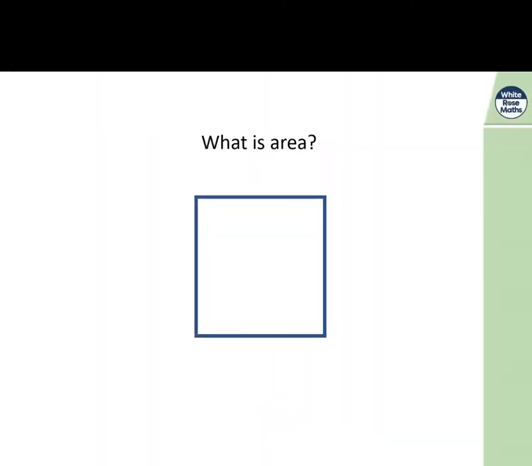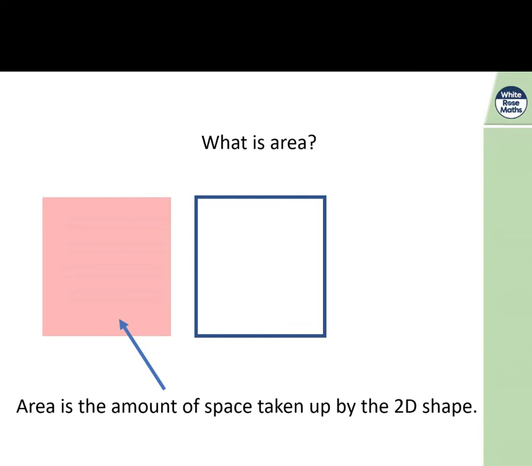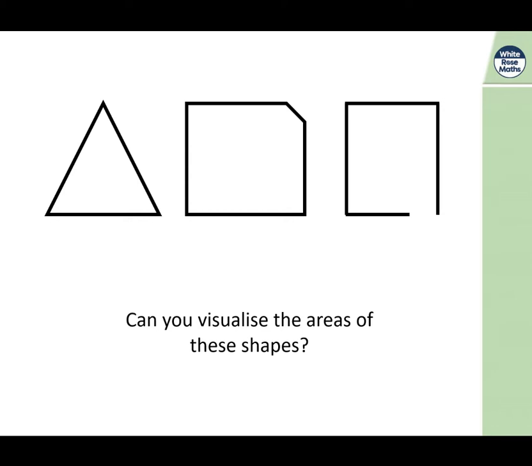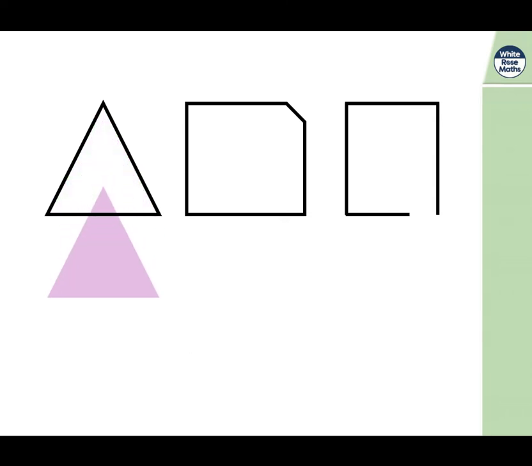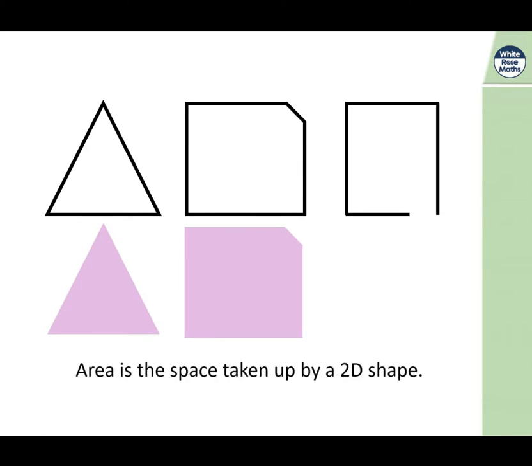What is area? Here is a 2D shape. If we fill the shape, we can see the amount of space taken up by the shape. This is the area of the shape. The area is the amount of space taken up by the 2D shape. Can you visualise the area of these shapes? Let's have a look. Let's look at the first shape. That's the area there. The second shape. That's the area there. So area is the space taken up by the 2D shape.